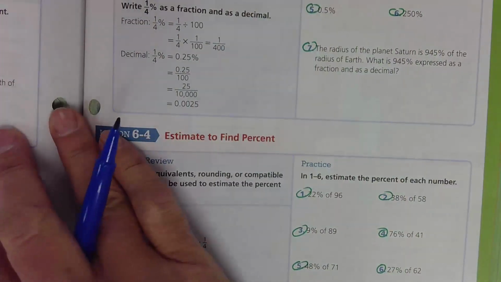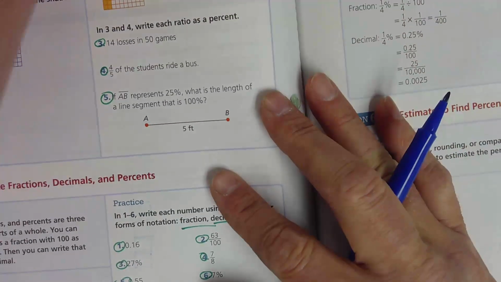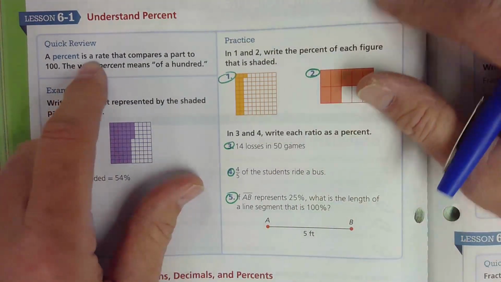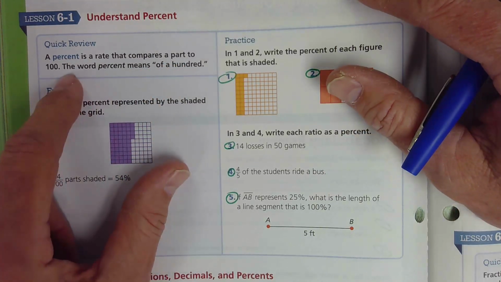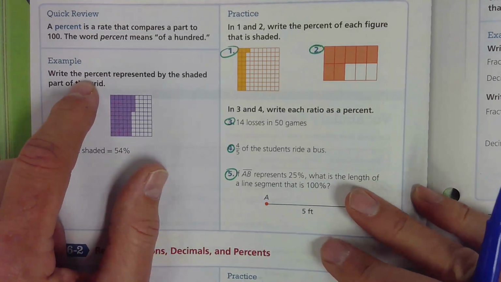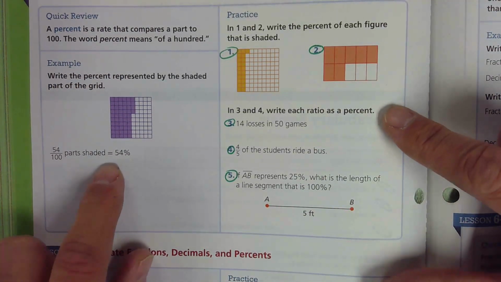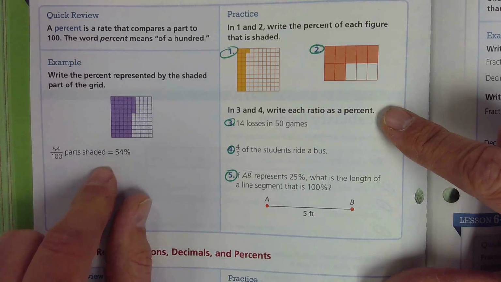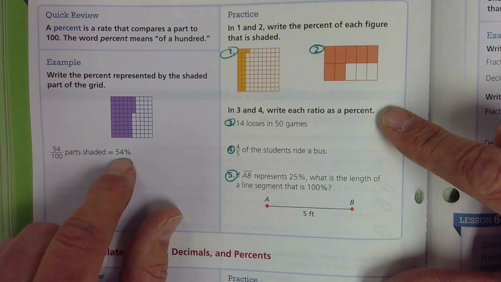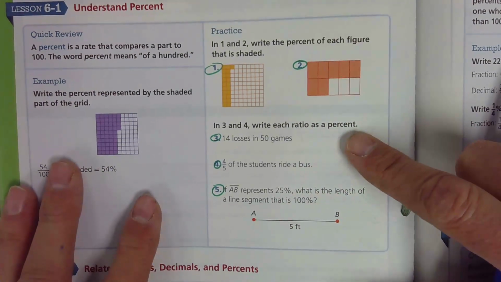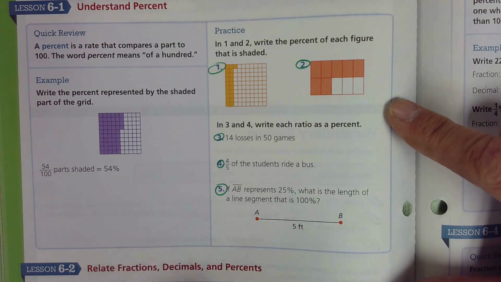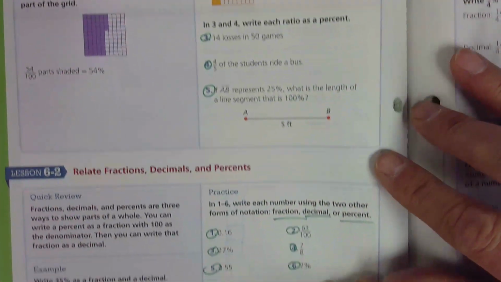All right? Then I want you guys to do 6-1. It says a percent is a rate that compares a part to 100, and the word percent means of 100. So they give us an example here. It says write the percent represented by the shaded part of the grid. And so if you counted all those little boxes, you'd end up with 54. Well, that would be 54%, because again, a percent would be out of 100. And then I circled over here 1, 2, 3, 4, and 5. So you guys should be able to do those.